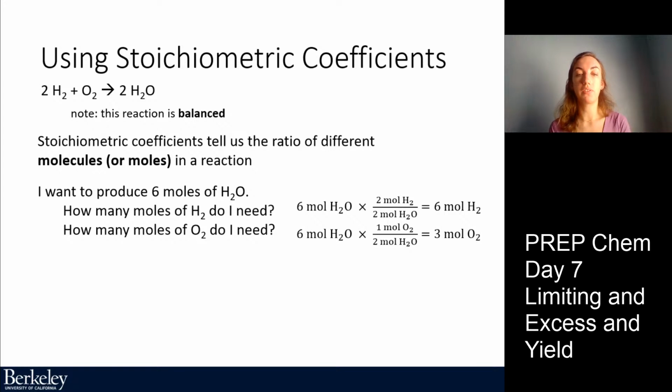So I have 6 moles of H2O, and I know that I use up 1 mole of O2 for every 2 moles of H2O that I make. So that means that I need to use up 3 moles of O2.